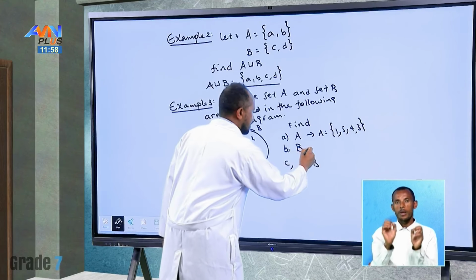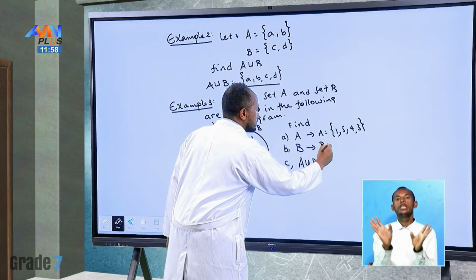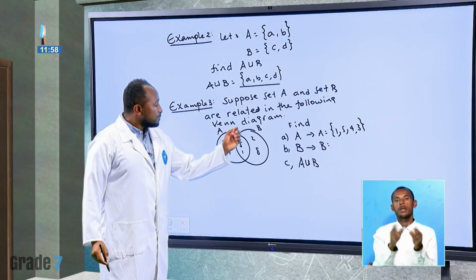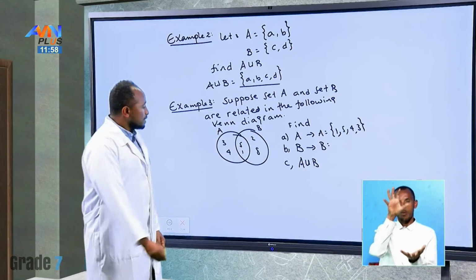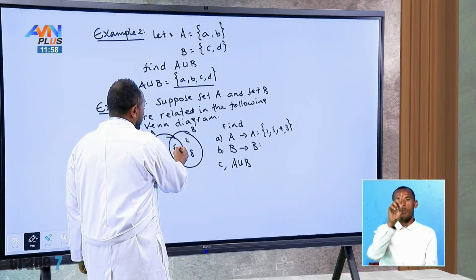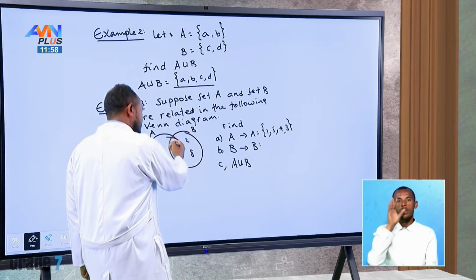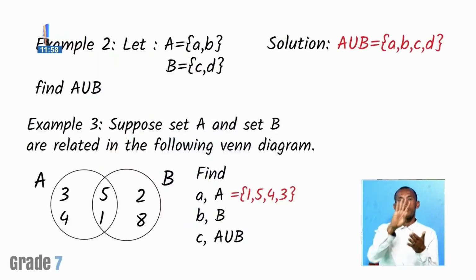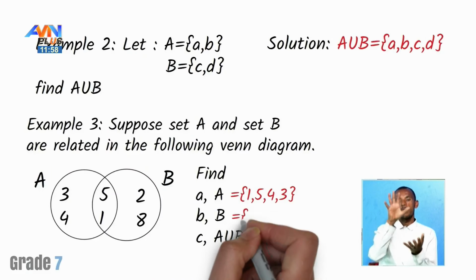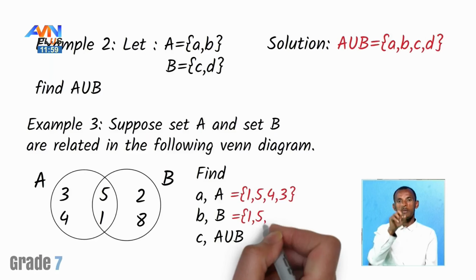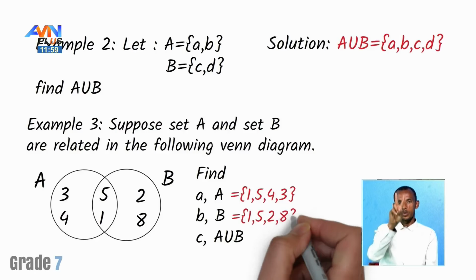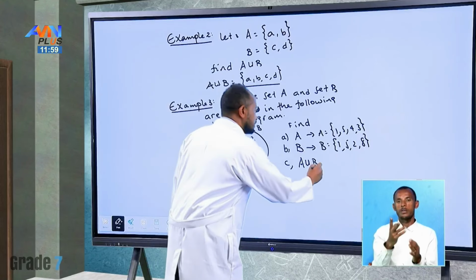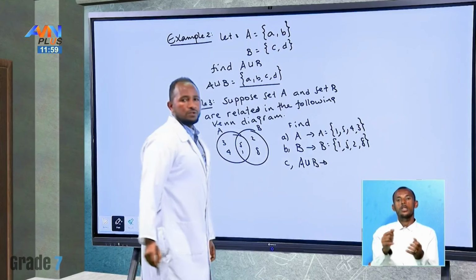Okay, now how about set B? Let's write the elements that are found in set B together. Set B contains the elements 1, 5, 2, and 8. Inside circle B, we have these 4 elements. Set B contains the elements 1, 5, 2, and 8. That's it. Now, let's find the union of these two sets.